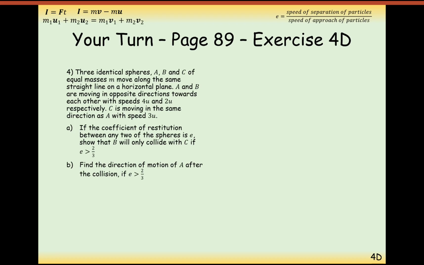Okay, so in question 4, we have 3 identical spheres, A, B, and C, of equal masses m along the same line on a horizontal plane. A and B are moving in opposite directions. Let's start out with a diagram.